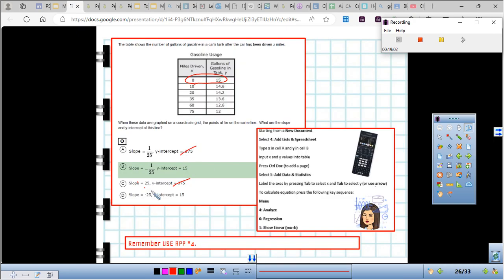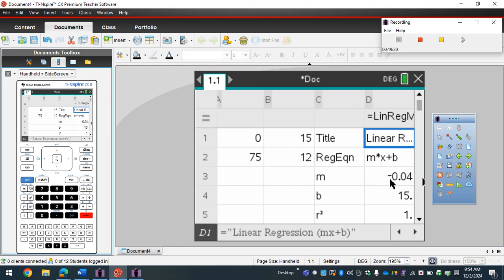Now, what happened in this situation? It definitely did not give me the answer. So that one's out, and it has to be this one. But what I'm going to do here is Control C, copy and paste, and do all that. So you can see that this is that point, negative 0.04, I think. And negative 0.04.